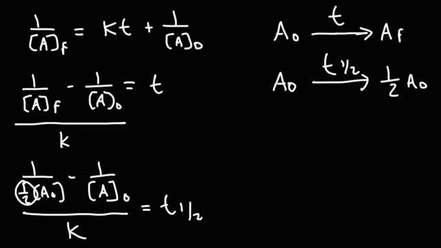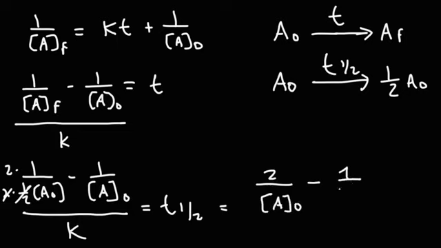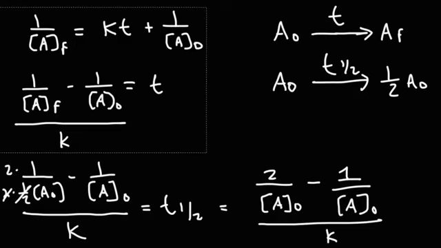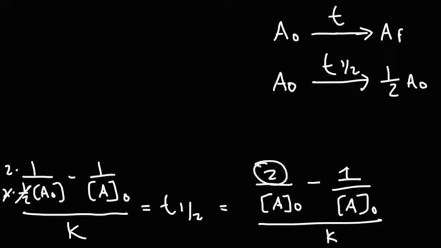So to get rid of this fraction, I'm going to multiply the top and bottom by 2. So we're going to have 2 over, 2 times the half is 1, so this is just 2 over A initial minus 1 over A initial all over K. Two minus 1 is just 1, and we already have common denominators, so we can write it as a single fraction. So it's just going to be 1 over A initial divided by K.